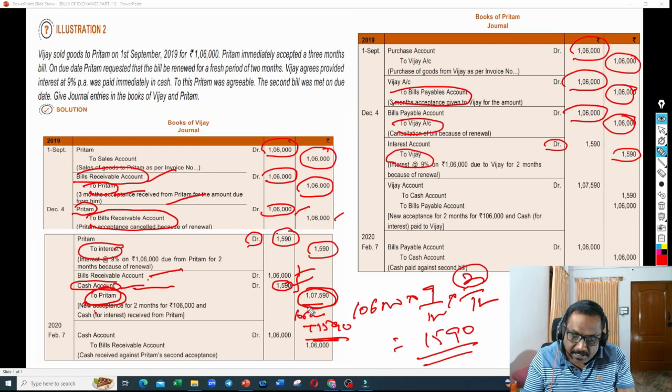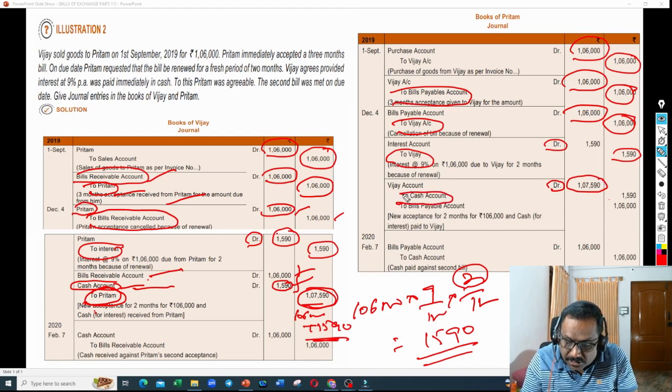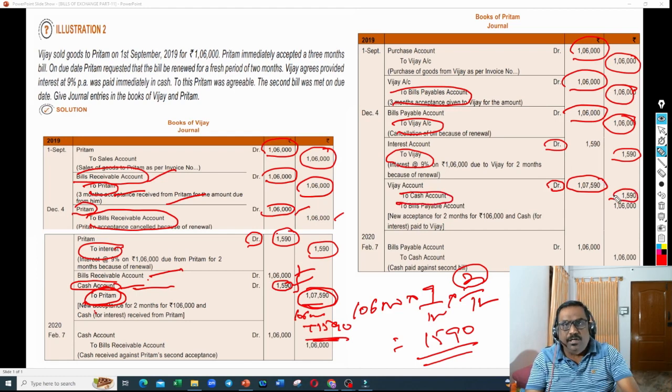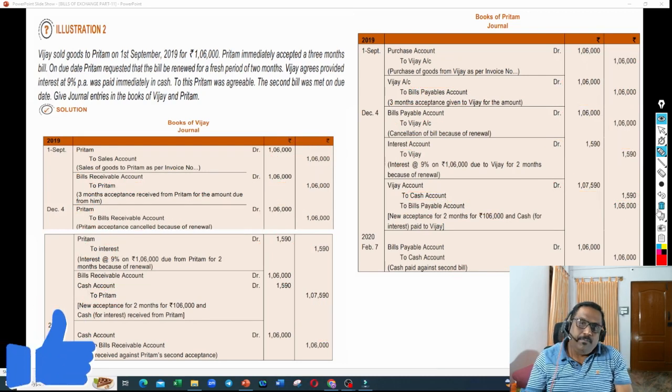Similarly, what will he write? He is paying this amount to Vijay. So Vijay account debit, including bill amount 1,06,000 plus 1,590. Put together 1,07,590 he debits, and he is paying the interest amount immediately to the extent of 1,590. So cash is going out, you have to credit cash. So we have credited 1,590, and he is accepting a bill to the extent of 1,06,000, so to bills payable account 1,06,000. This is the entry to be written in both the books.